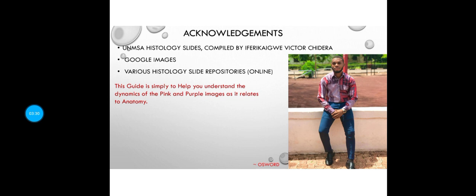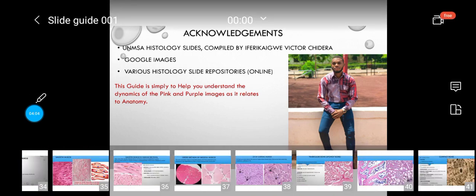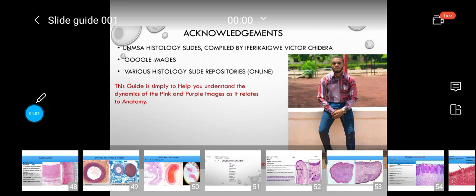Acknowledgements. The sources of our images include the OMSA Histology Guide, compiled by Dr. Iferiki Igwe, Victor Chidera, Google Images, and various histology slide repositories online. This guide is simply to help you understand the dynamics of the pink and purple images as they relate to anatomy.